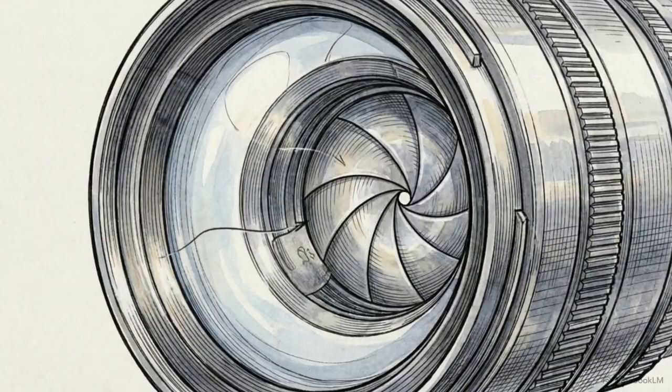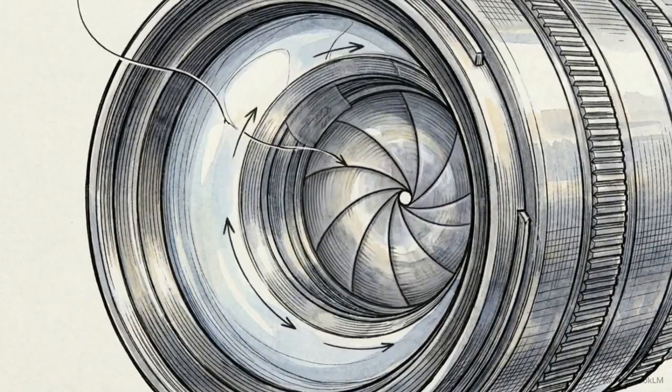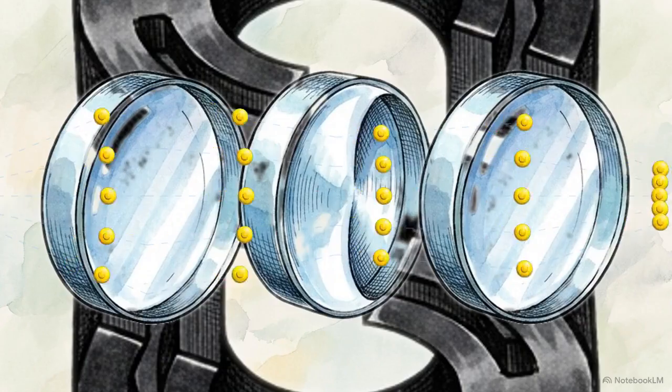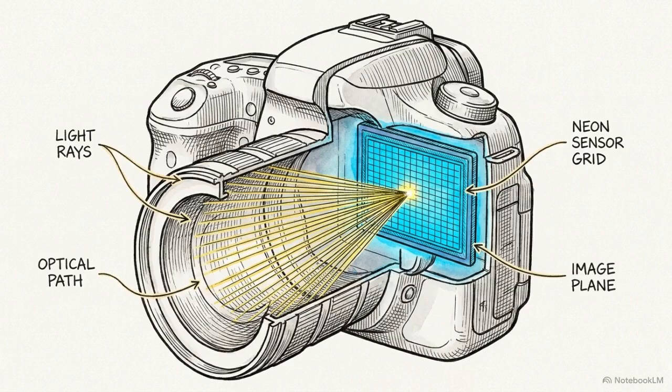The process starts when light enters the lens. The lens uses a small, adjustable opening called an aperture to control the specific volume of light allowed inside, much like the pupil of your eye. Multiple glass elements inside the lens then bend and direct those scattered light rays so they converge perfectly onto the image sensor at the back of the device.